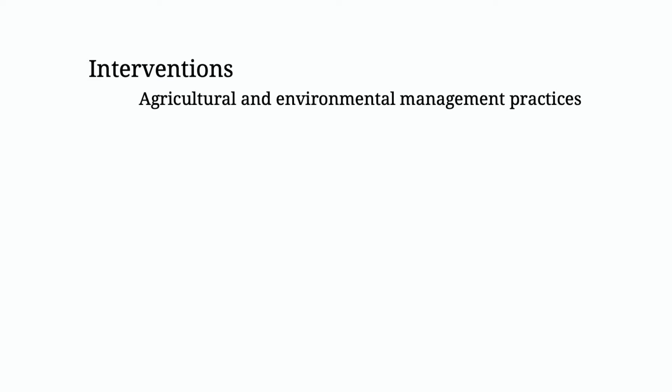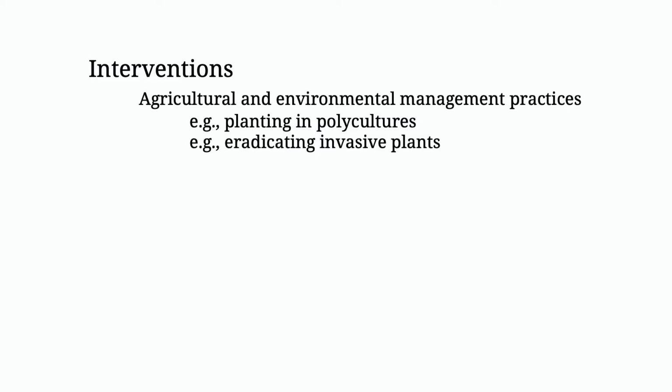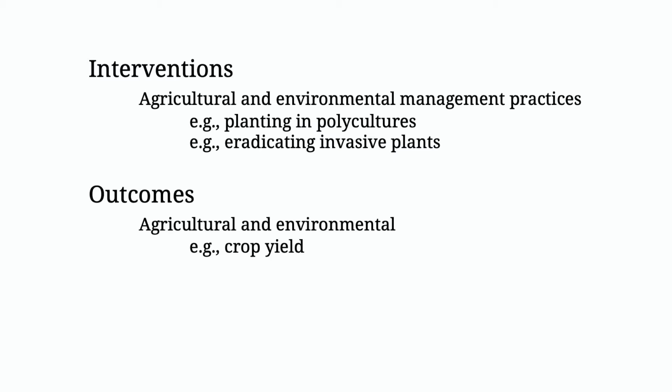Examples of interventions include agricultural and environmental management practices, such as planting crops in polycultures and eradicating invasive plants. These interventions have different effects on different outcomes. Examples of outcomes include agricultural outcomes, such as crop yield, and environmental outcomes, such as biodiversity and soil carbon.